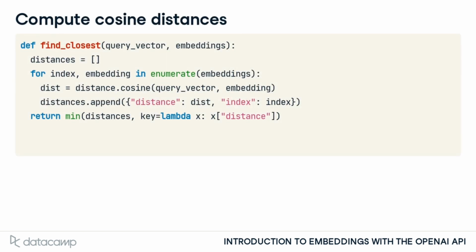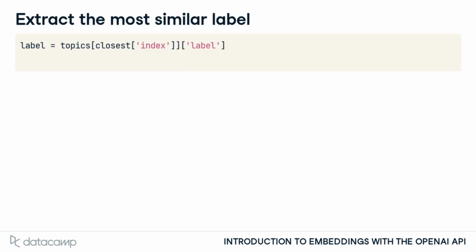Now that we have the embeddings, it's time for the cosine distances calculations. This is a modified version of the find_n_closest custom function from earlier in the course, where instead of returning n results, we only want one, the nearest label. This means that instead of sorting by distance, we can find the minimum using the min function. Calling this function will return the distance and index of this label. Finally, we can use this index to subset the topics dictionary and extract the label.